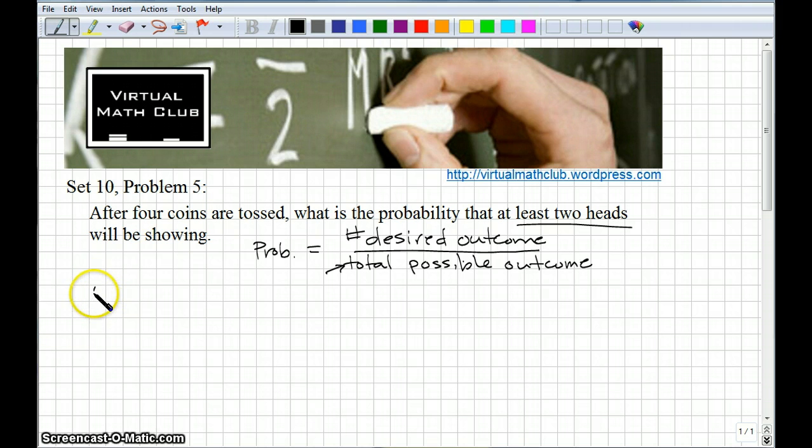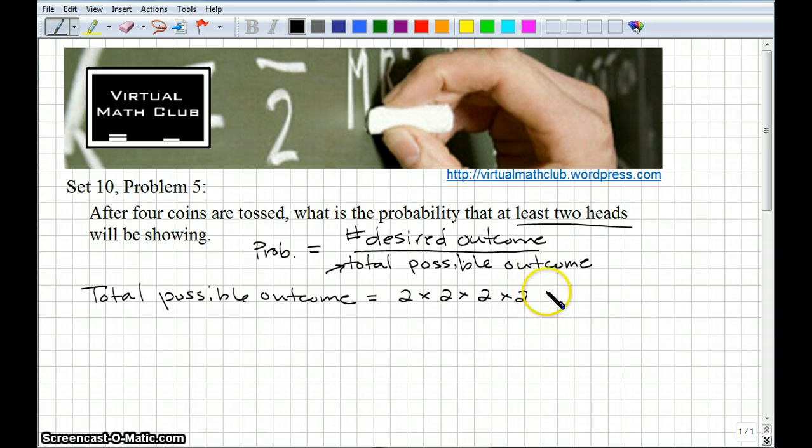So the total possible outcomes is just, we have 2 possibilities for the first coin, 2 possibilities for the second, 2 for the third, and 2 for the fourth. So it comes out to be 16. And if you want to see that visually, you could draw a tree.